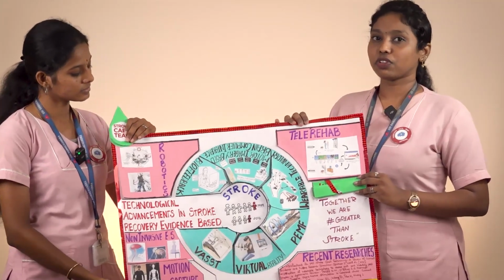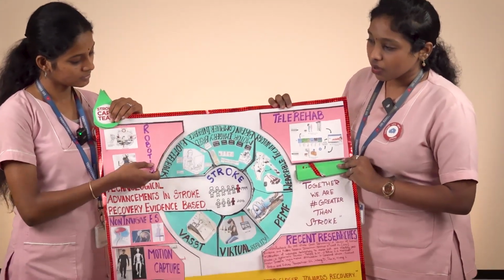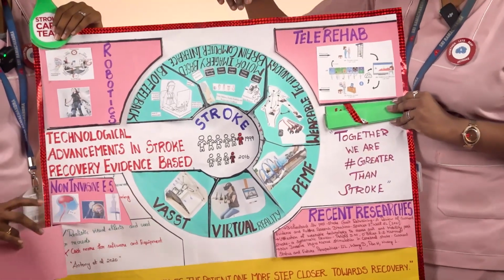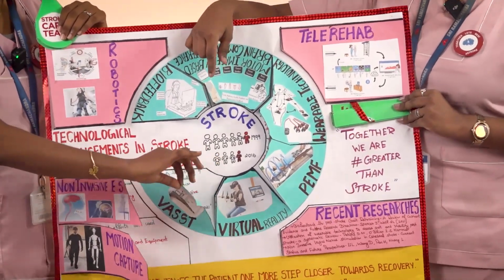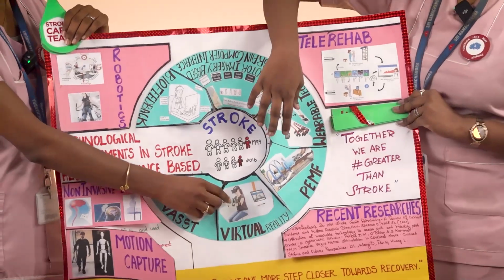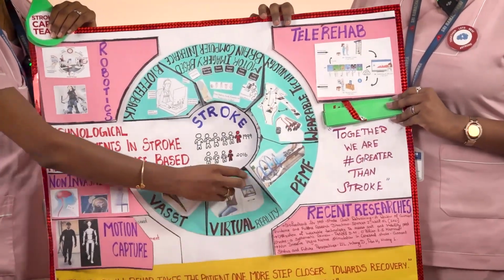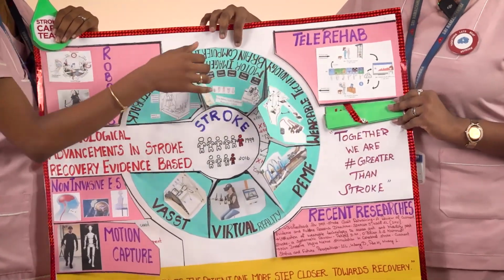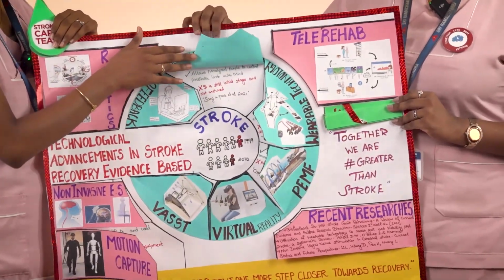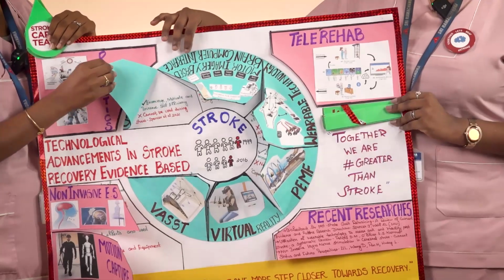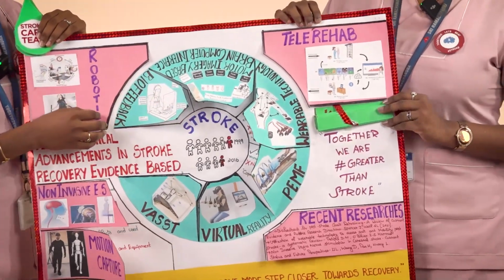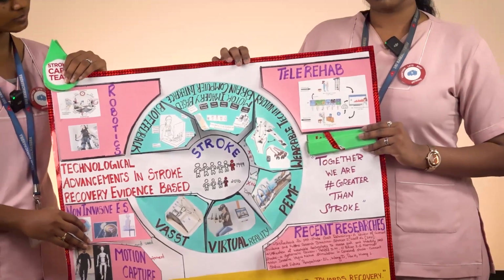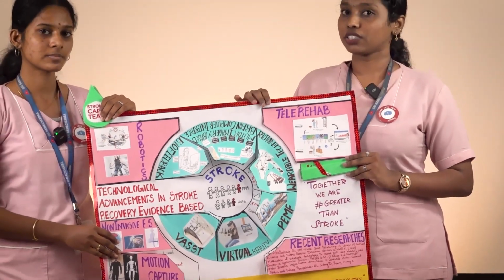We have chosen some of the technology like robotics, non-invasive electrical stimulation, motion capture, variable automated speed sensory treadmill, virtual reality, pulse electromagnetic field therapy, wearable technology, motor imagery based brain computer interface, biotechnology, and telerehab. With these technologies, we can reduce the disability of the patient and improve the functional ability.